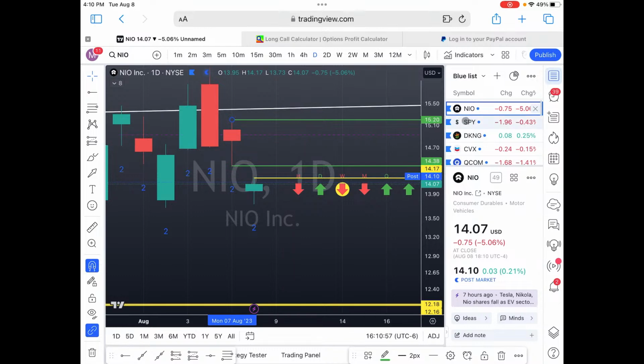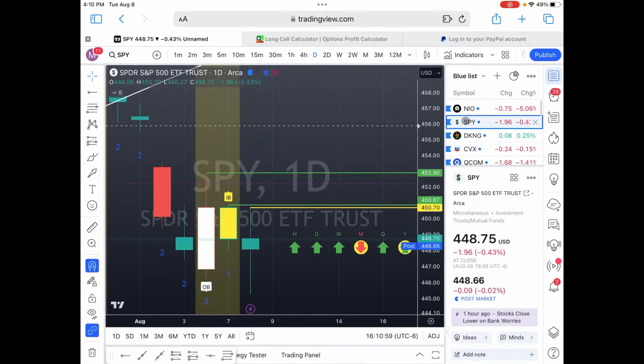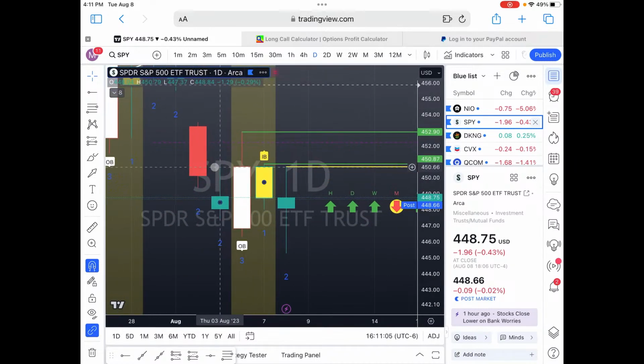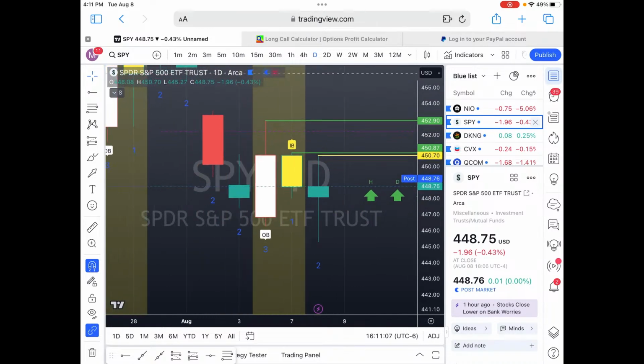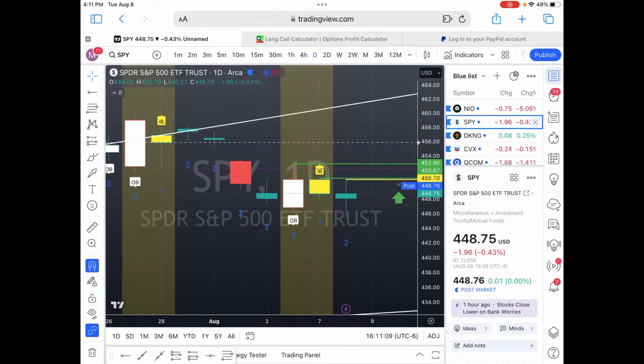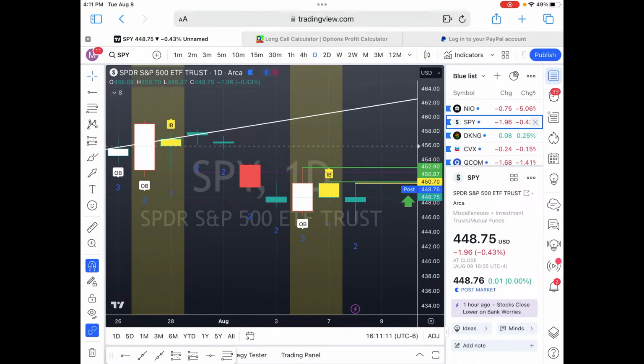But that is the setup on NEO. Okay, SPY had a setup yesterday. We had this 3-1 setup, and we talked about these 3-1 setups and inside bar setups, not intensely, but we looked at them and talked about how probable it was. And if your risk management is a little higher than mine, because I like to manage my trades on a smaller time frame.